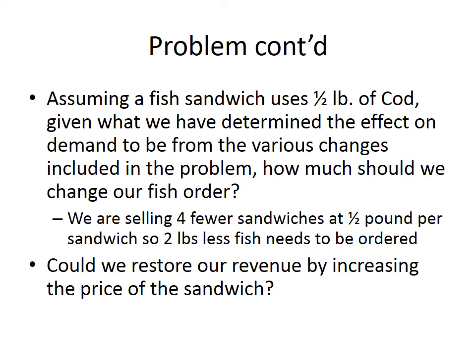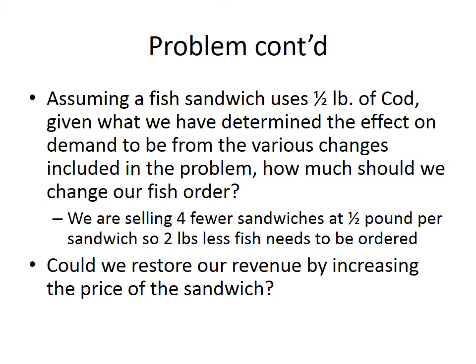It's not terribly deep thought, but it's kind of interesting. Let's assume that our fish sandwich is half a pound, that we need half a pound of codfish. Given what we just determined, there's going to be 4 fewer sandwiches demanded because of the changes that took place: the changes in the prices of the two related goods, the changes in income. All these balls in motion led to a 2.3% reduction in demand, which worked out to be 4 sandwiches, which means we need 4 fewer sandwiches.